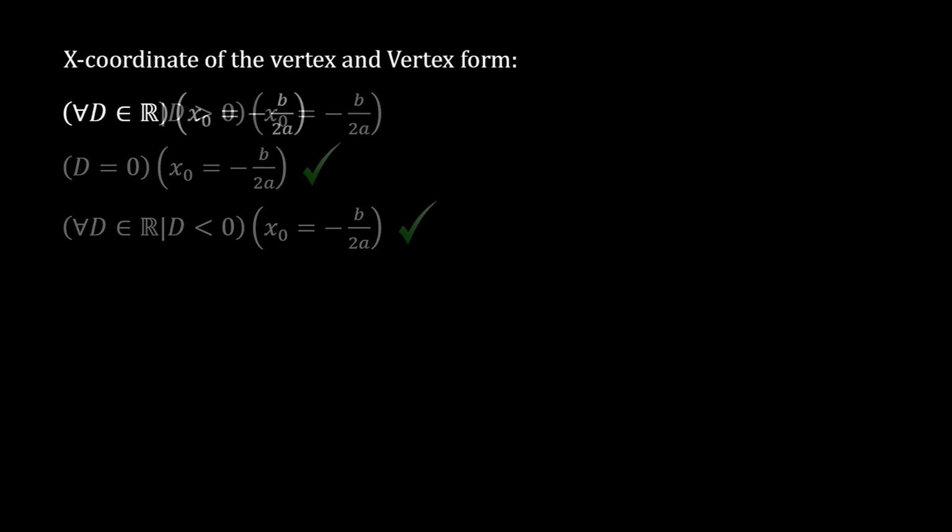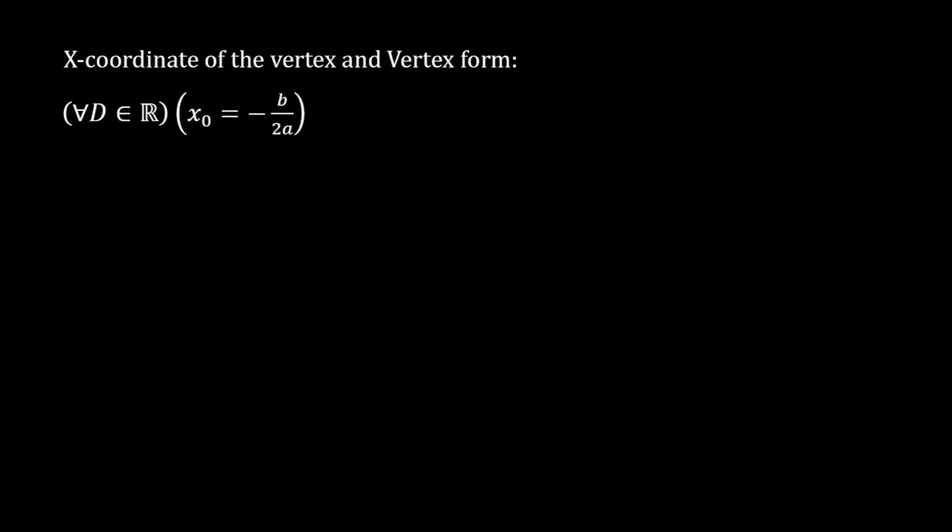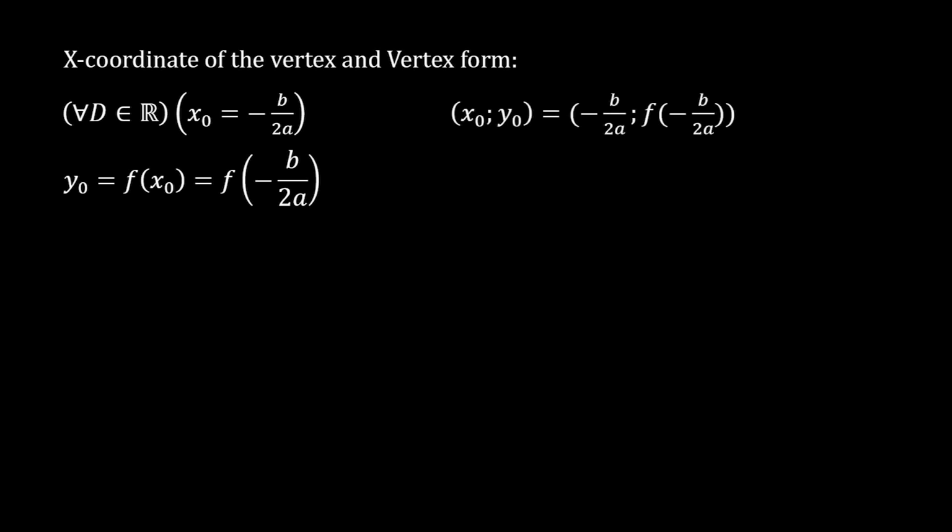Now we can say that the x-coordinate of the vertex does not depend on the value of the discriminant, and it is equal to minus b divided by 2a, for any discriminant d. The y-coordinate of the vertex is equal to f of its x-coordinate. So we can write the coordinates of the vertex as x0, y0, is equal to minus b divided by 2a, and f of minus b divided by 2a.